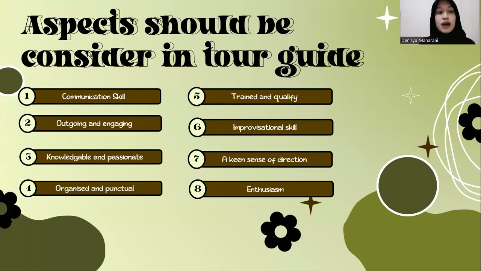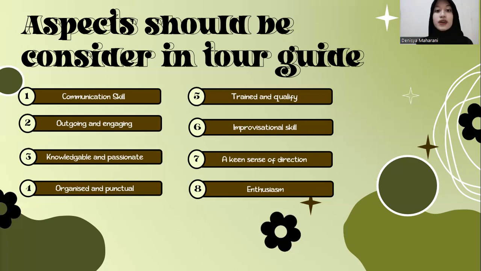And the next is about the aspects that should be considered in tour guiding. The first aspect is communication skill. Communication skill is one of the most important things in tour guiding because being a guide is basically all about having communication skill. With good communication skill, we can communicate with the tourists fluently, and also we can explain the destination clearly.